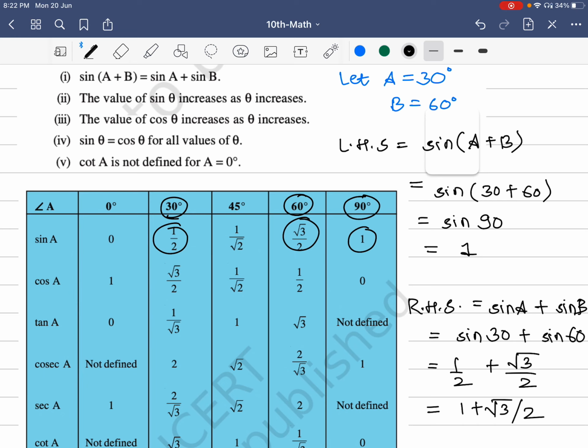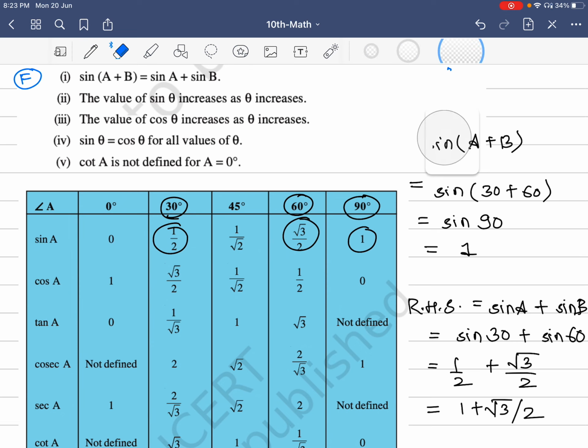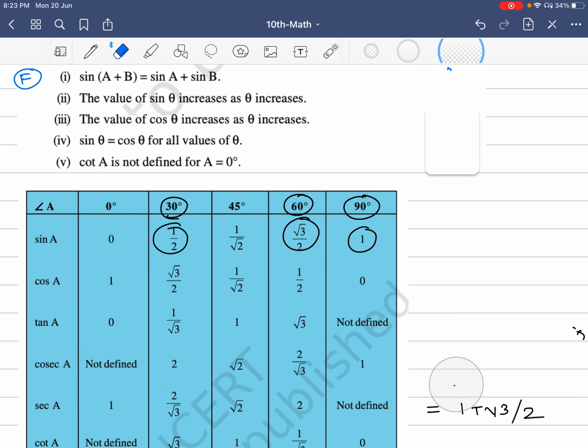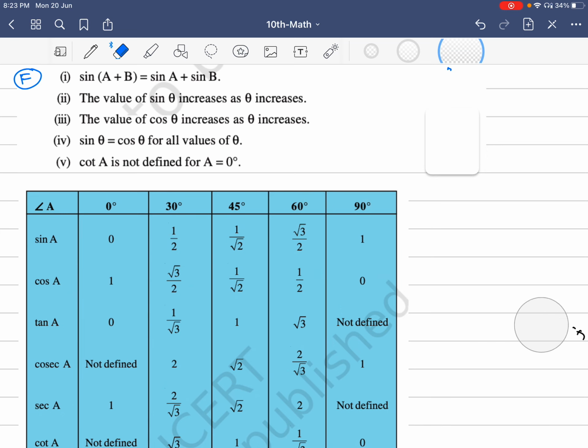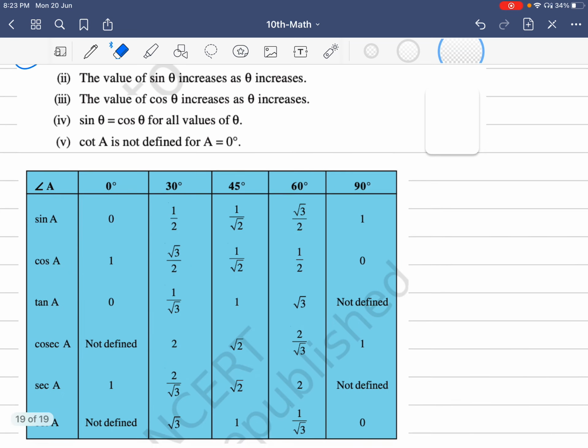So yes, let's make a note here. Let's use a different color. Statement number one is false. I'm just going to write F. Now let's clean this up. Okay, now let's go to statement number two.